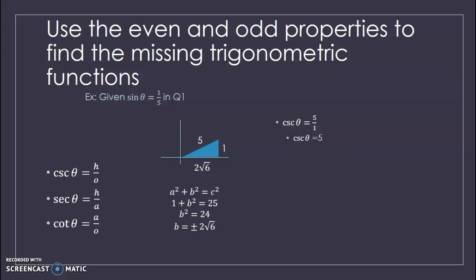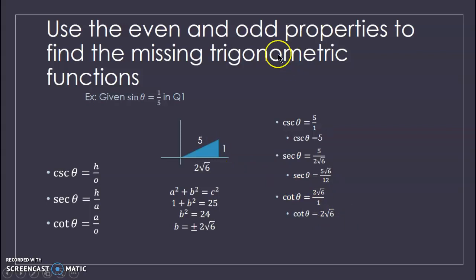Secant theta is going to be hypotenuse over adjacent, so that's going to be 5 over 2 radical 6. Okay, 5 over 2 radical 6, but again, can't have that radical in the denominator, so I have to rationalize it. Multiply top and bottom by radical 6, and it simplifies to 5 radical 6 over 12. Okay, that's our secant theta. And then cotangent theta is adjacent over opposite. So adjacent here is 2 radical 6 over opposite side, which is 1. That just simplifies to 2 radical 6.